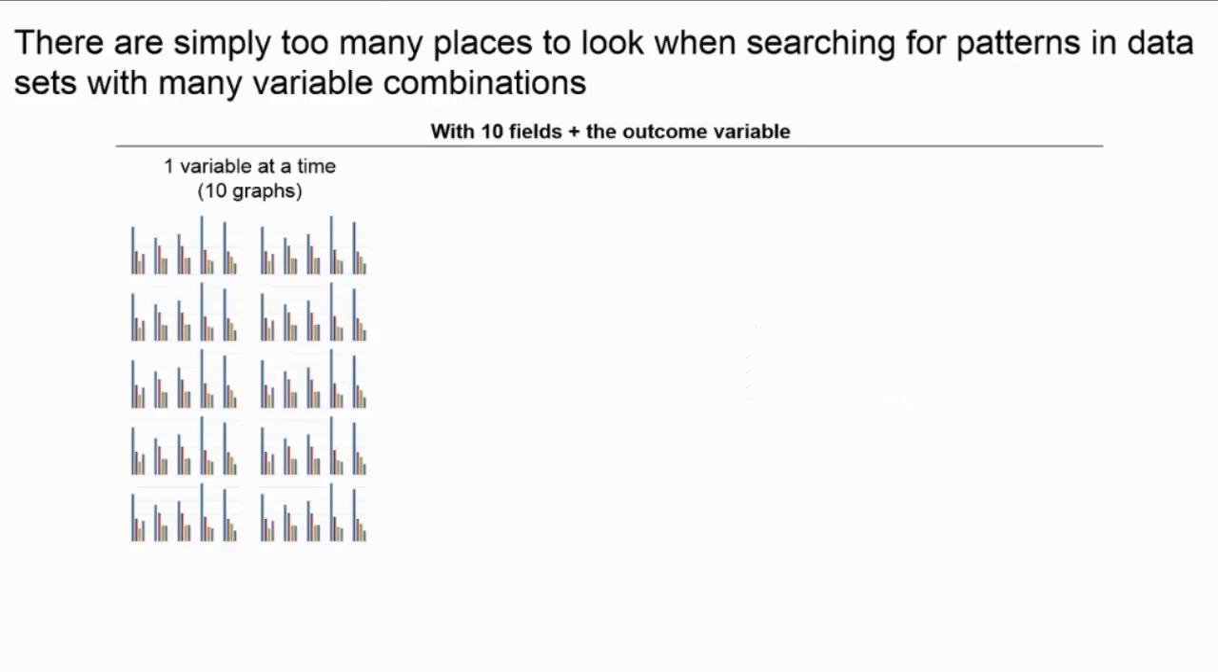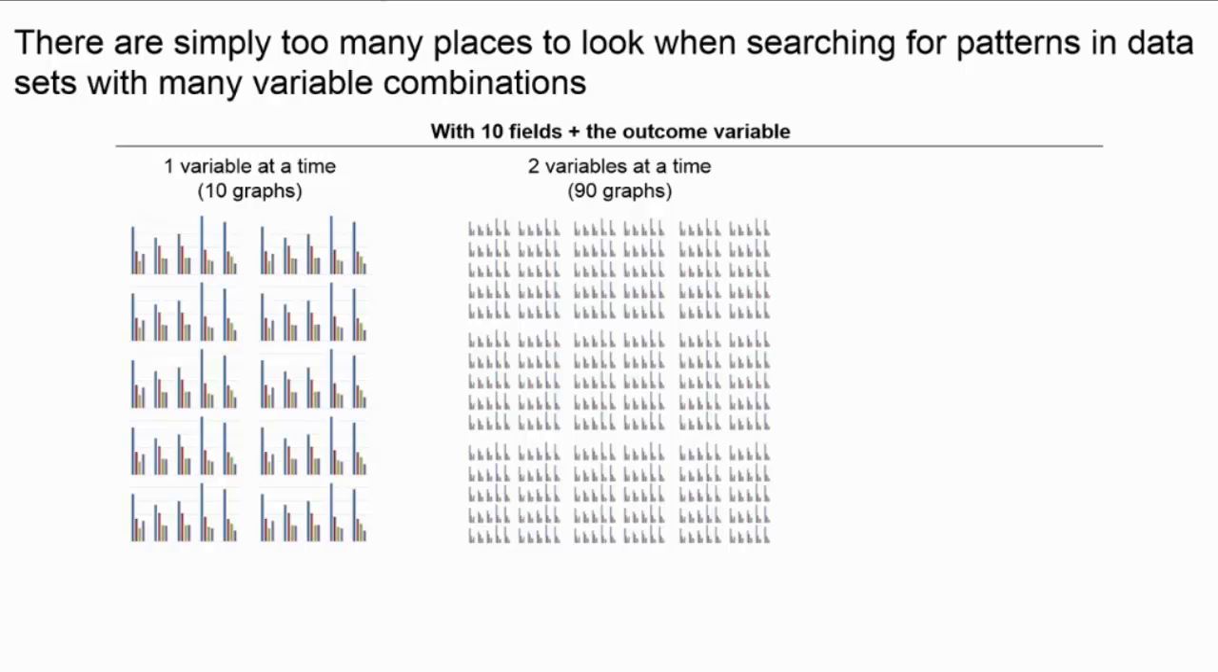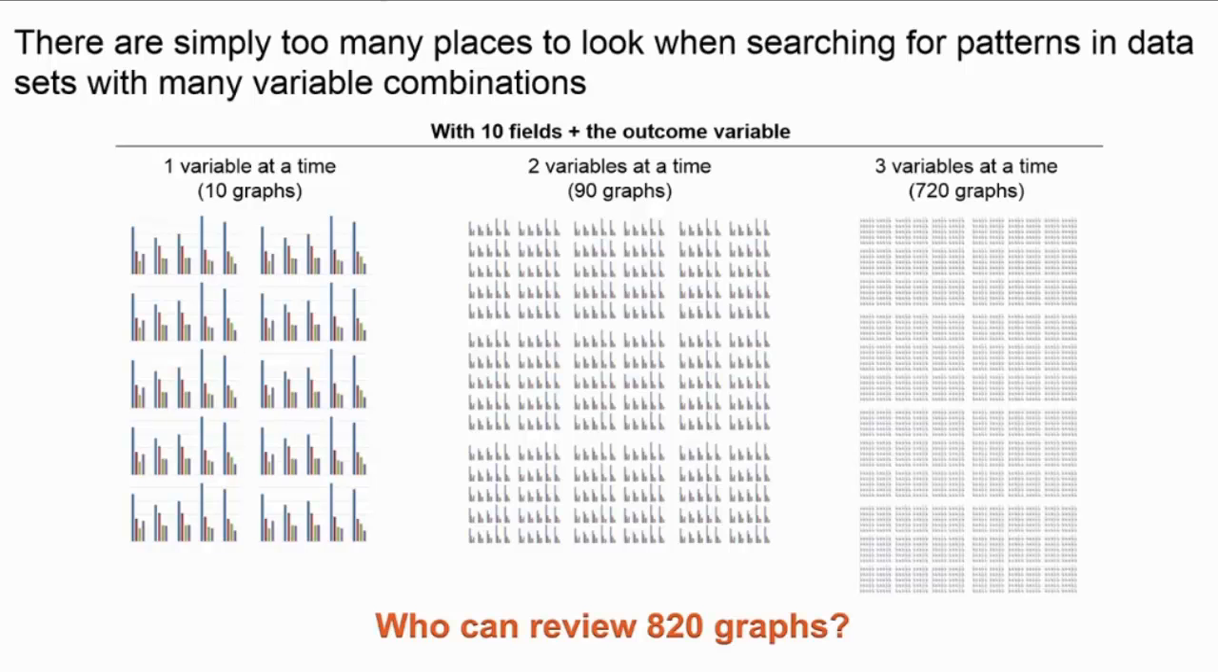Fundamentally, let's say I have 10 variables to look at and one outcome variable, which might be patient length of stay. If I'm looking at one variable at a time, I have to look at 10 graphs. If I have to look at 2, I have to look at 90 graphs. If I want to look at 3 variables at a time, 720 graphs. This is an exponential problem. You cannot solve an exponential problem by throwing a linear solution, which is let's make people work very, very hard. Is that fair? Does everybody agree?